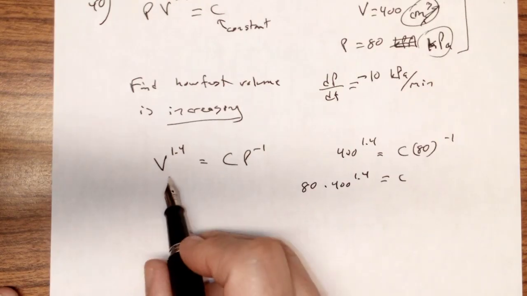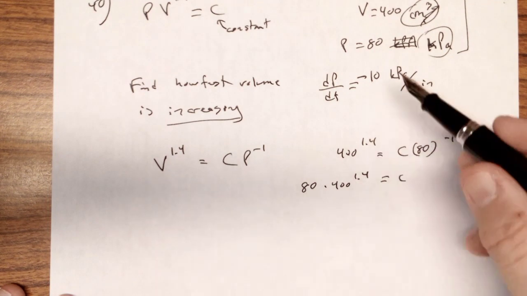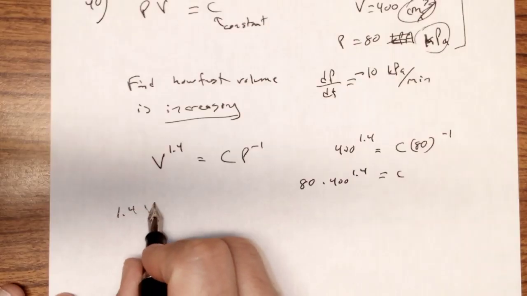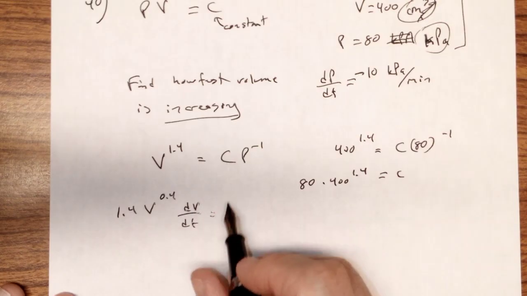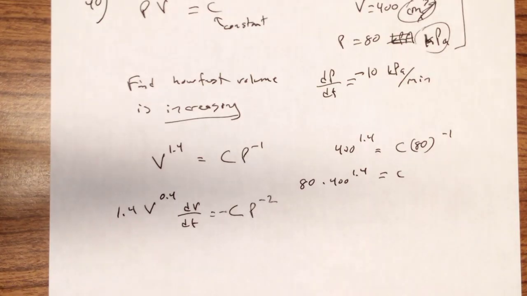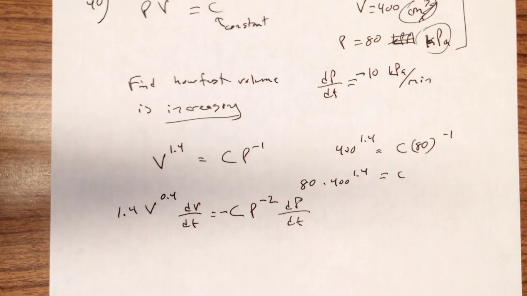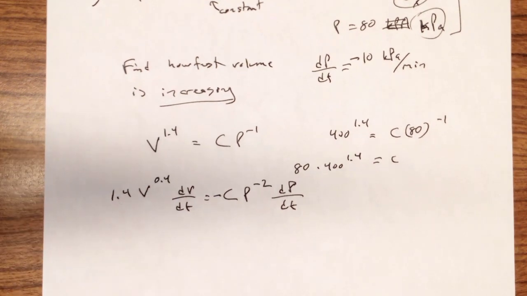Okay. Let's do this here. Both of these are changing in time. I have dP dt and I want dV dt. So I take the derivative. 1.4 V to the 0.4 dV dt. C is a constant, it says, minus P to the minus 2 dP dt, chain rule again. Now my goal is to find this, so I'm going to eventually move everything else over there. But let's put in the numbers we know.